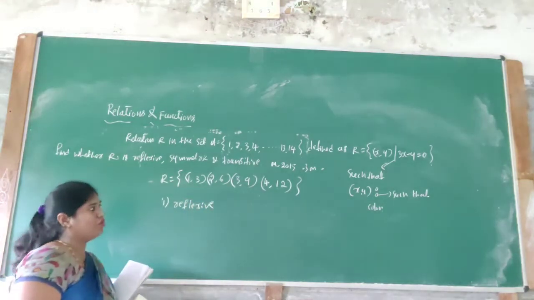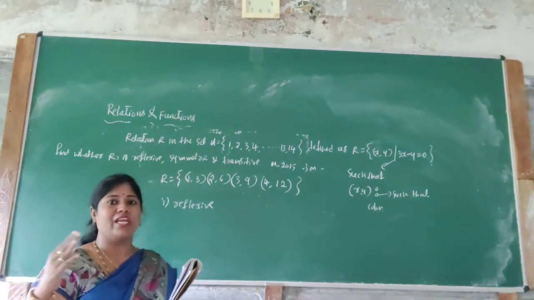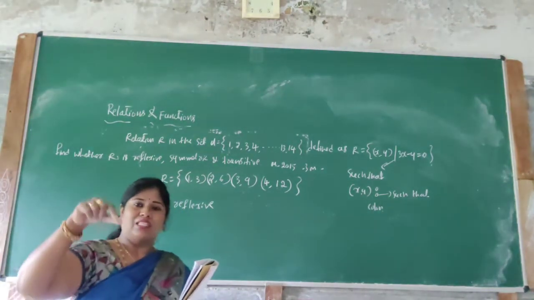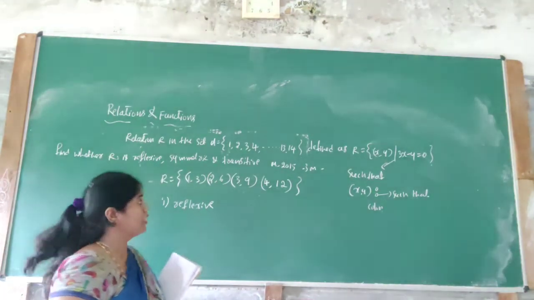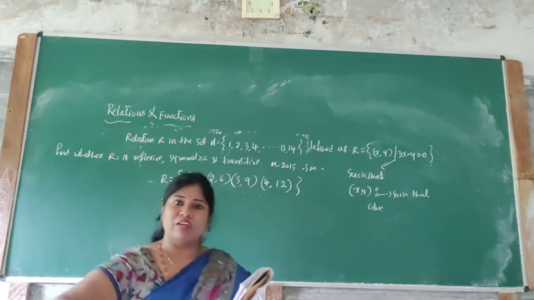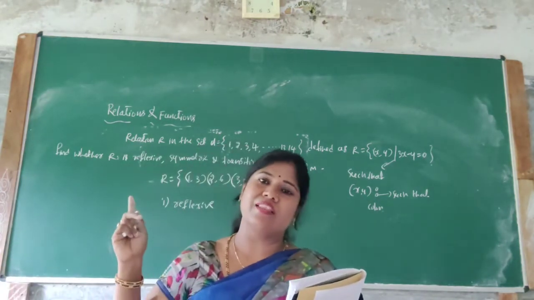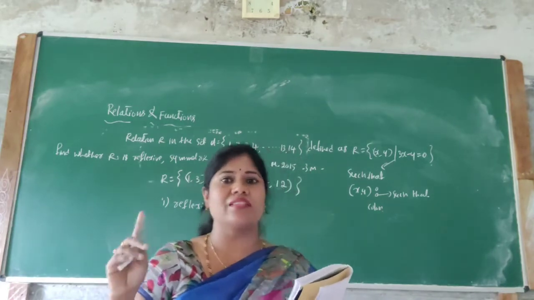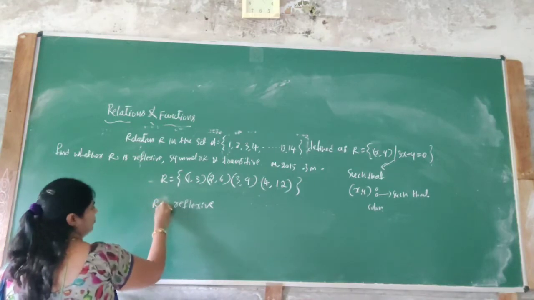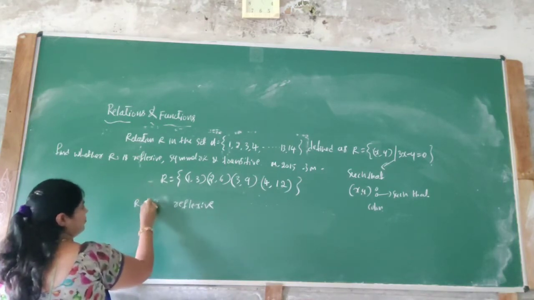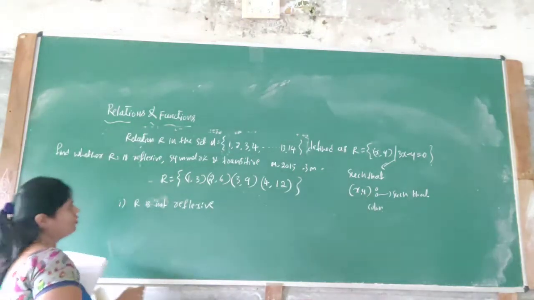Is it reflexive? Reflexive means (a, a) should belong to the set R. The same elements should belong to R. Is it there in the set R? For example, (a, a) means it should be (1,1), (2,2), (3,3), (4,4), (5,5). Is it there in the set R? No, it is not there in the set R. So, R is not reflexive. Why is it not reflexive?